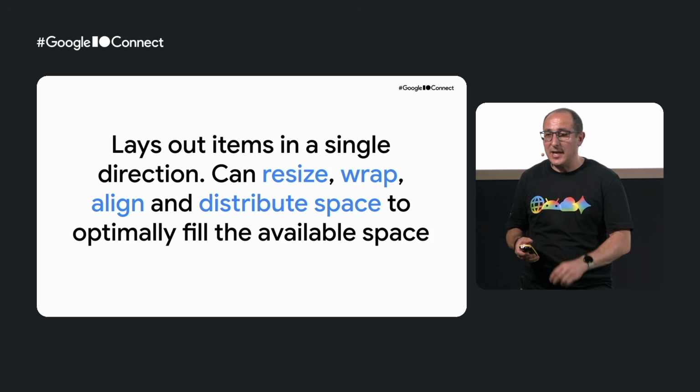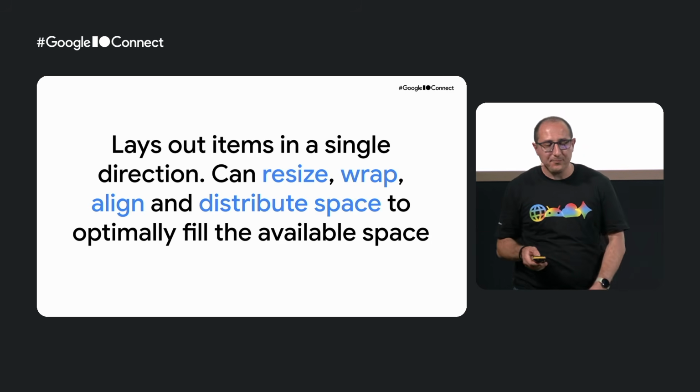So that means that if you ask it to place items from the start on a reverse row, it will actually go to the end, because that's the reverse. It can, of course, resize. Wrap means go on another line or column, align, and distribute space across the children. And it will try to fill the space optimally.